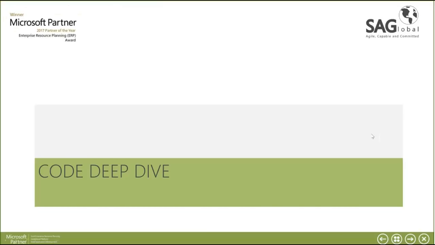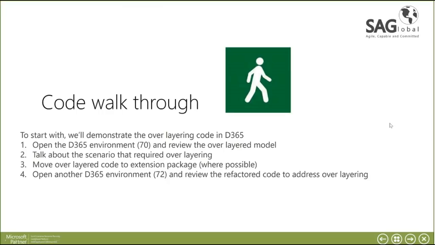All right, moving on to the code deep dive. What we have here is two different environments. Environment 70 is an environment that has all of the overlayering, and another environment is the 72 environment, which has all of the overlaying fully extended in a separate package. So we will be toggling between these two environments to show you the before and after code changes that we have done to get you to a fully extended model.